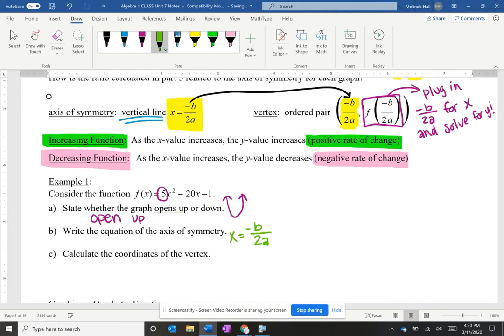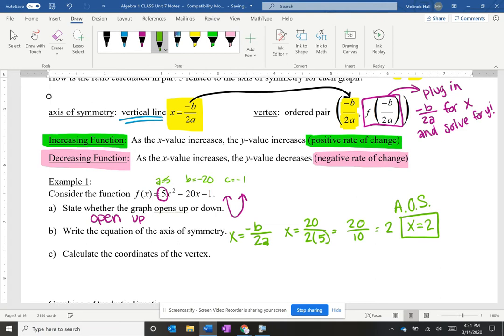Now, to get our axis of symmetry, remember that's just negative b over 2a. So we plug it in. If we look at this, a is 5, b is negative 20, and c is negative 1. And so when we have negative b, that would become a positive 20 instead of negative 20, and then over 2 times 5. And 2 times 5, as you very well know, is 10, and 20 divided by 10 is just 2. So therefore, my axis of symmetry is at x equals 2. And I'm going to abbreviate it AOS.